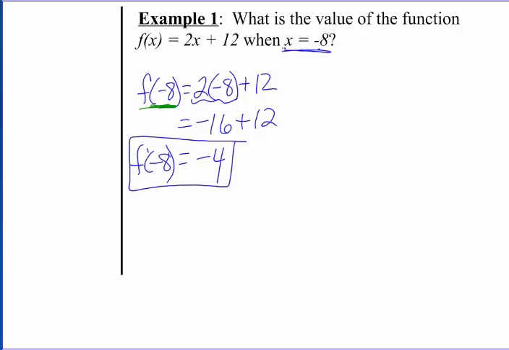Now what this also tells me is what my ordered pair would be. Remember, the negative 8 represents x. Remember, the f of x is equal to y, so that means my negative 4 is equal to y. So then I could write an ordered pair from that. So x is negative 8, y is negative 4. So those mean the exact same thing.